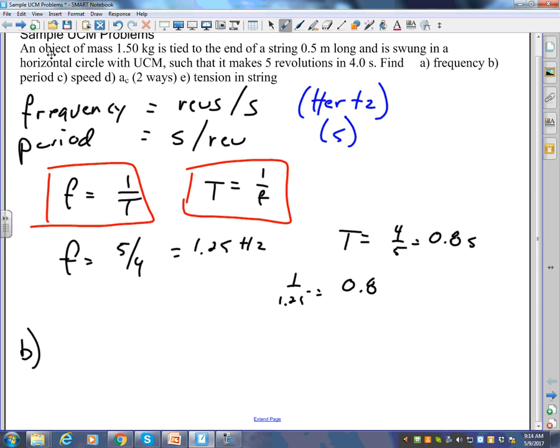Oh, B was the period, right? So I guess I did B already. Didn't realize I was doing it. C, the speed.